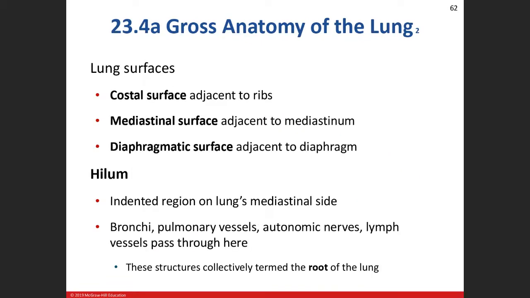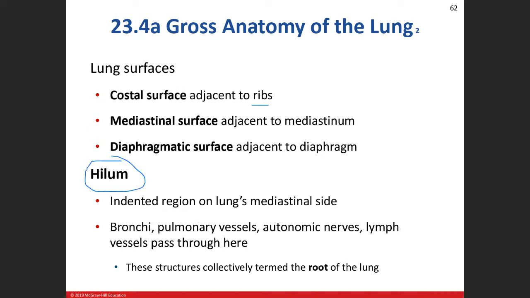So your lungs have a couple different surfaces, and we name those surfaces with where the lungs come in contact with. Obviously the part of the lung that's against the ribs is the costal surface. The part of the lungs that are going to be immediately on either side of the mediastinum are the mediastinal surface, and then where your lungs make contact with the diaphragm, we call that the diaphragmatic surface.